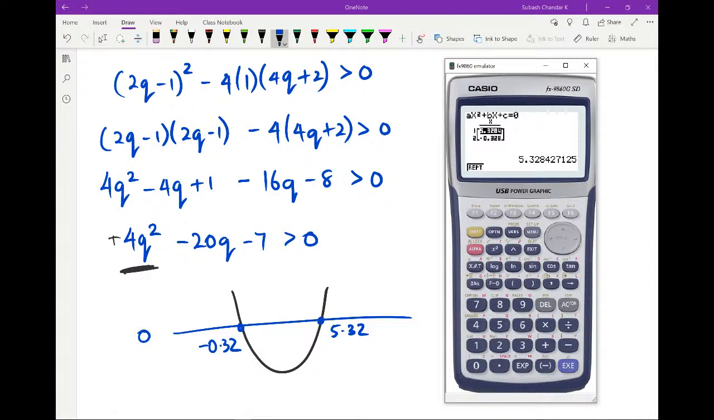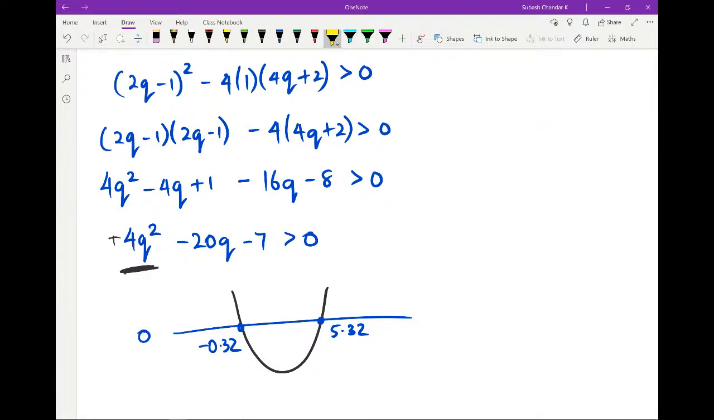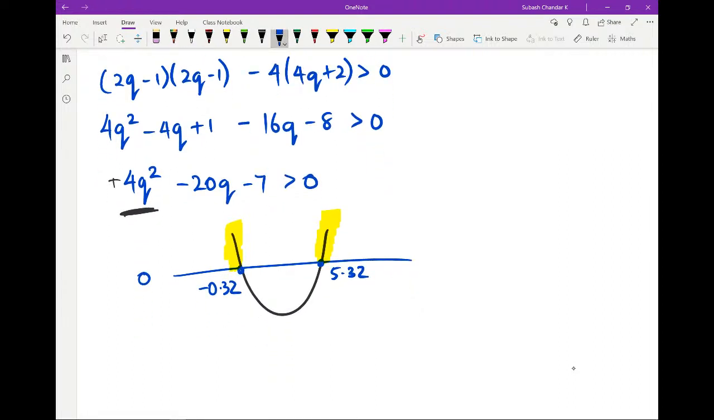With the graph, it just helps you look at the picture, but it doesn't really matter. Anyway, we're looking for when this quadratic is bigger than 0. Well, we can see that it's bigger than 0 here and bigger than 0 there. So to write it down, I'm just going to write down 5.32 and negative 0.32, put my 2 arrows and x.